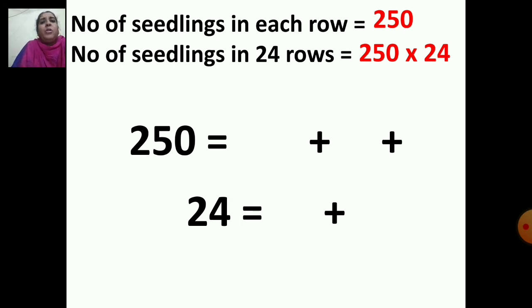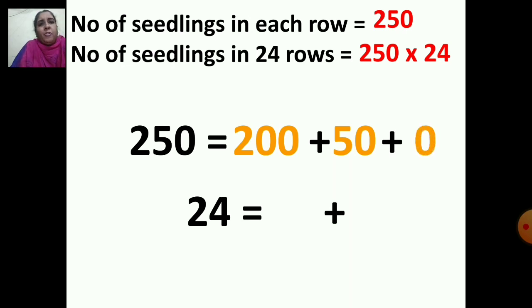250 equal to, now 2 is in which place? Hundreds place. So what you will write? 200 plus 5 is in tens place. 50 plus 0 is in units place. So what will come? 0 only. Right? Now we will show the breakup of 24. Now 2 is in which place? Tens place. So what will come? 20. And 4 is in units place. So what will come? 4.